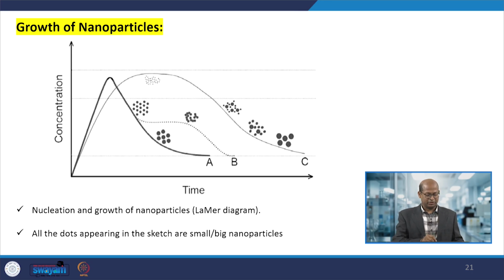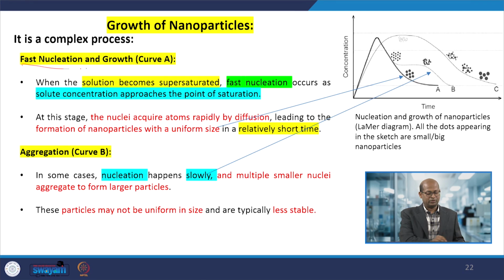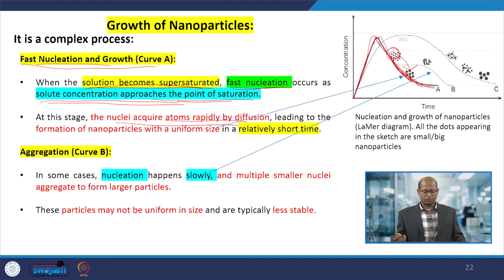Here are the different methods: fast nucleation and growth, and nucleation and growth of the nanoparticles. Here you can see the concentration of the solution. As the solution becomes supersaturated, fast nucleation occurs as the concentration approaches the saturation point. Depending on the concentration, up to a certain point small particles form, and after that some agglomeration and growth occurs, and larger particles form. So nanoparticles are formed.